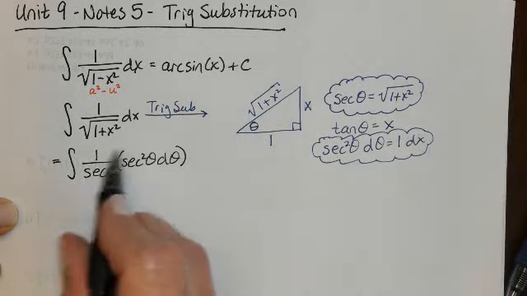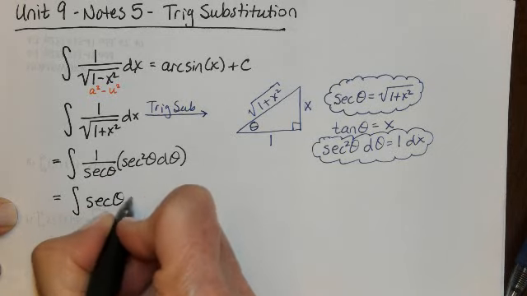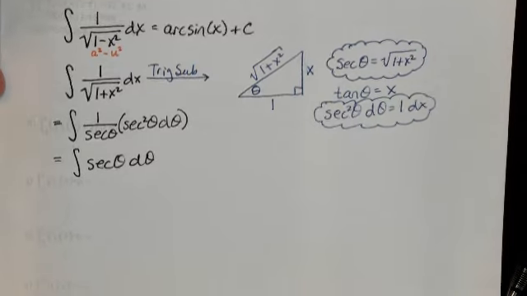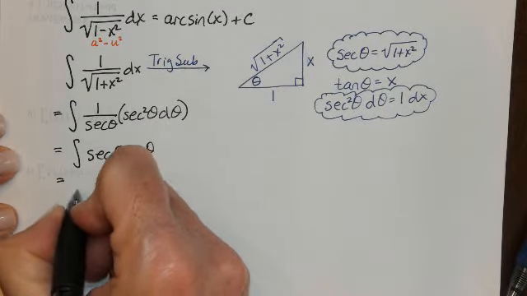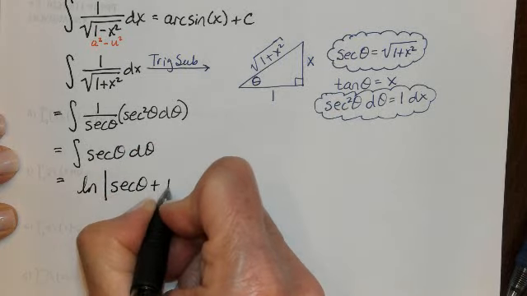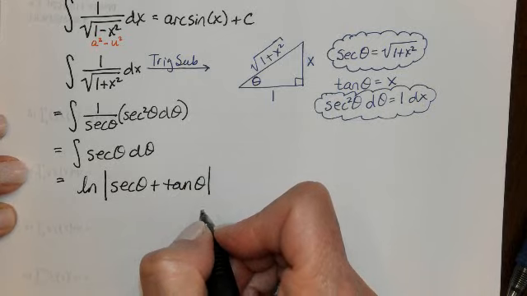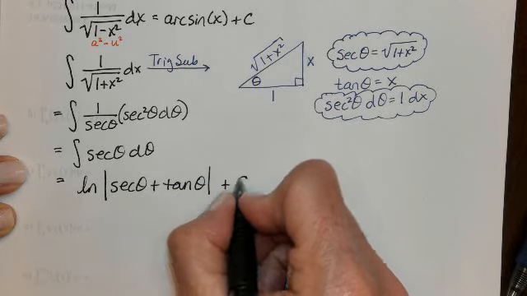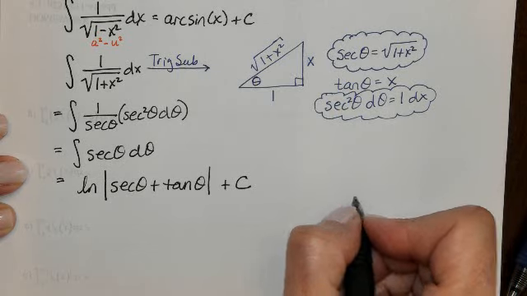And now look what we have. We have the integral of secant theta d theta, and we know what the antiderivative of secant theta is. The antiderivative of secant theta is natural log absolute value secant theta plus tangent theta. That's something that you just have to know. Memorize it, flashcard, whatever you need to do, plus c. Okay? We are almost there.